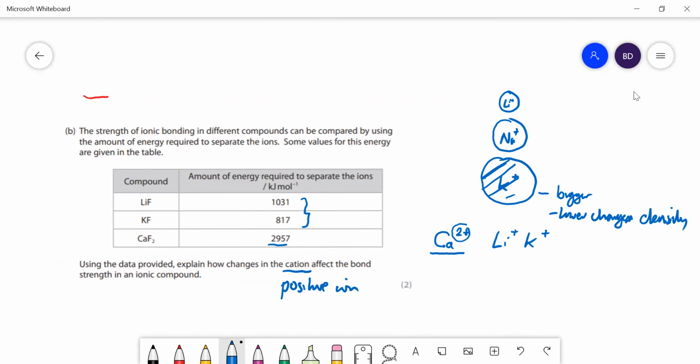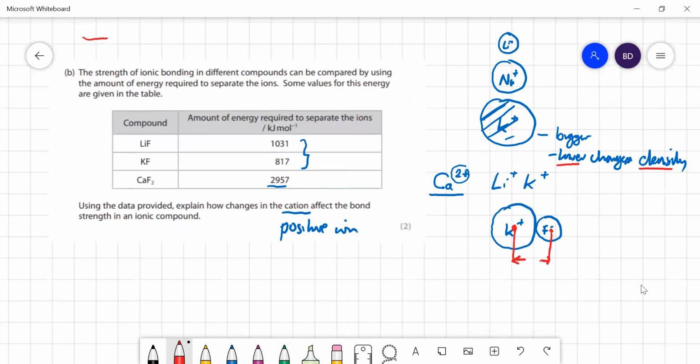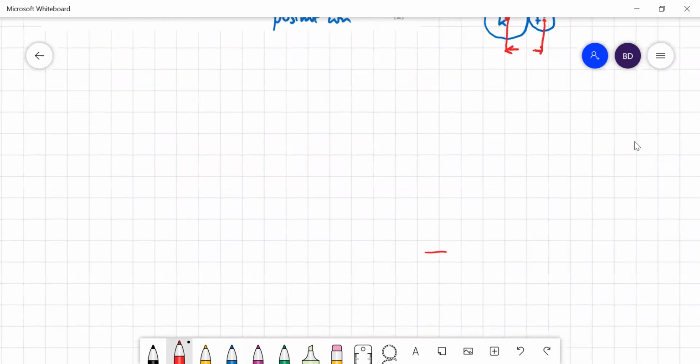Another way of looking at it is to say that the separation of the potassium ion and the fluoride ion, between the middle of that ion and the middle of that one, is going to be bigger. So the charges are further away, so the attraction is less great. Or you can explain it in terms of charge density. That is the end of that paper.